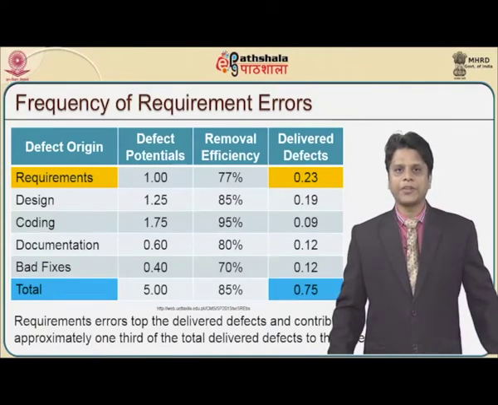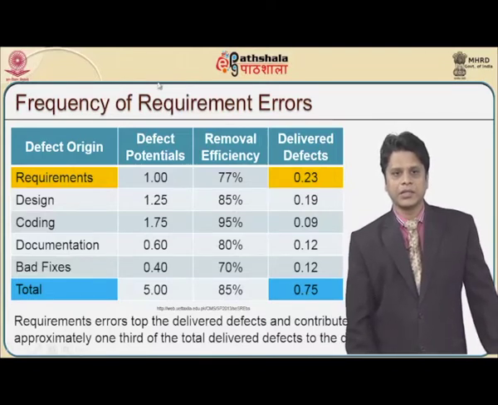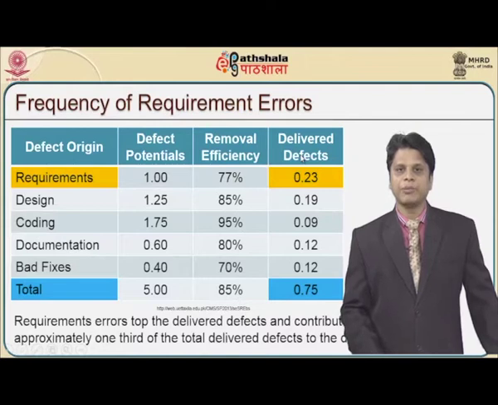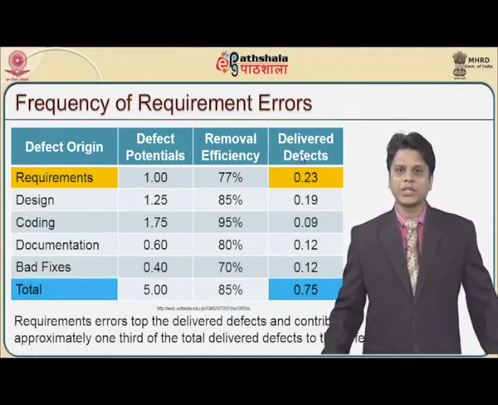Now we will look at the frequency of requirement errors, the origin of defects. This table gives you a clear picture of the different stages that we flow through for the development of projects, from requirements, design, coding, documentation, to bad fixes. The defect potential, although it seems to be heavy, has a removal efficiency that is too low when compared to the other aspects, but then delivered defects will be too heavy when you are working with requirements.